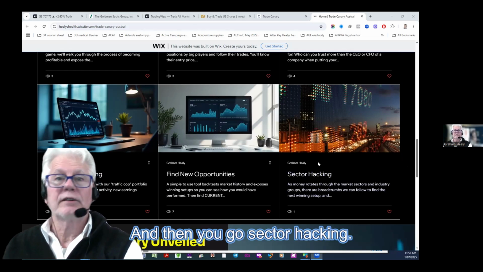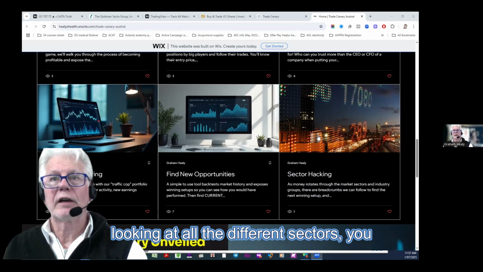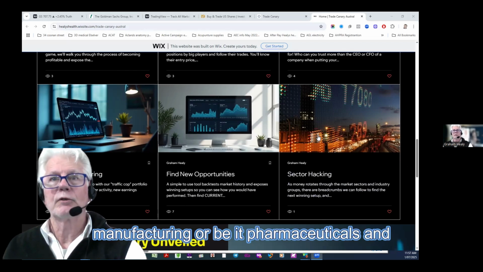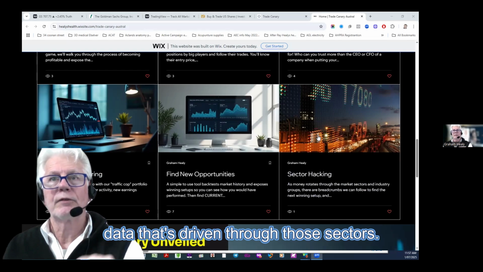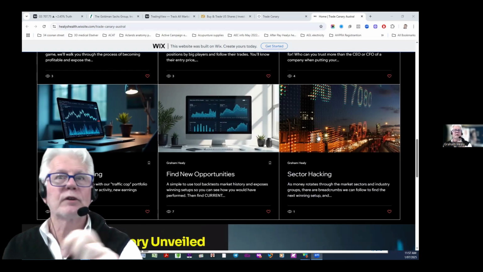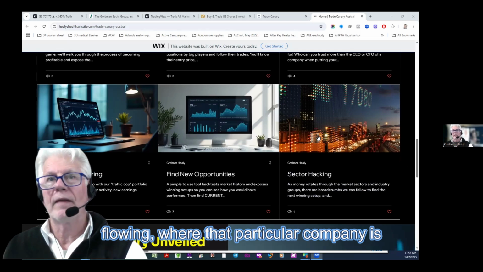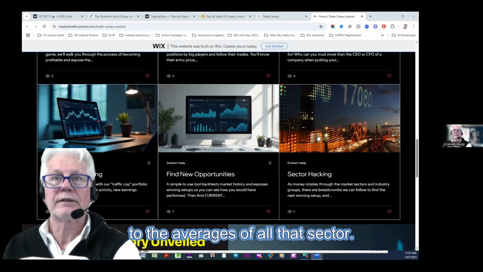And then you go sector hacking. So what's sector hacking? Sector hacking is actually looking at all the different sectors, be it manufacturing or pharmaceuticals and what have you. So there is data that's driven through those sectors. We've got graphs and everything that give you indications of where the money's flowing, where that particular company is to the averages of all that sector.